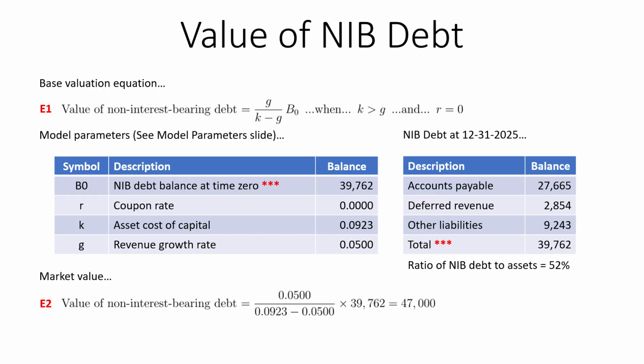If we go to the first table, which is our model parameters, B subscript 0 equals the non-interest bearing debt balance at time 0, which is December 31st, 2025. That's 39.7062, and we have a coupon rate of 0, an asset cost of capital of 923, and a revenue growth rate of 5%. So these parameters are exactly the same as the interest-bearing debt portion, but the coupon rate is 0, and we use the asset cost of capital rather than the debt cost of capital.